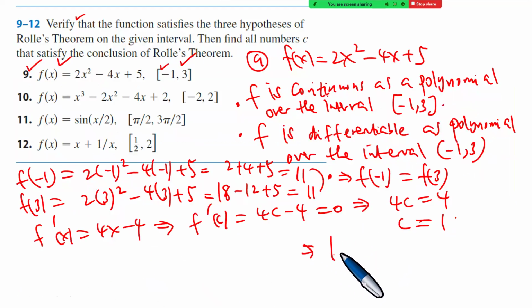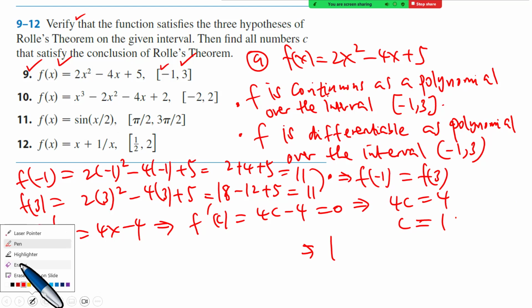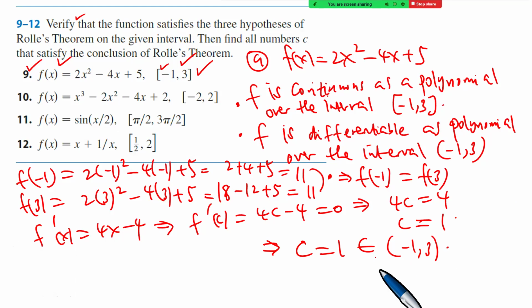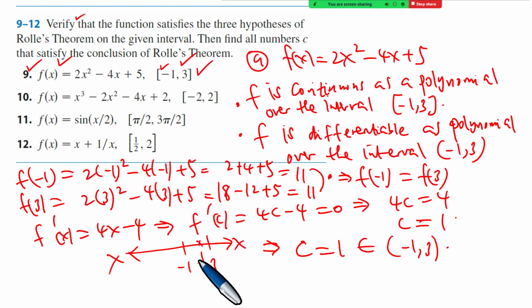This implies that at this point, c equals 1 is a member of the open interval. They've given a closed interval, but now you know that these must be open. And clearly the number 1 is between minus 1 and 3. We can look at that on the number line: here is minus 1, here is 3, and therefore the number 1 is sitting there. And this is our number c between minus 1 and 3.